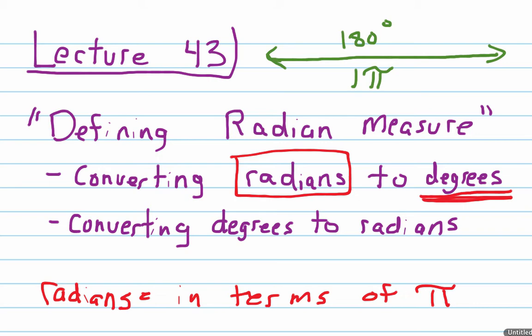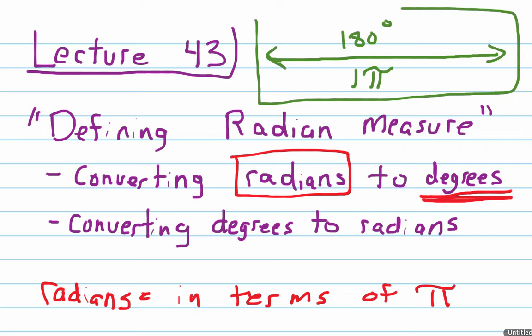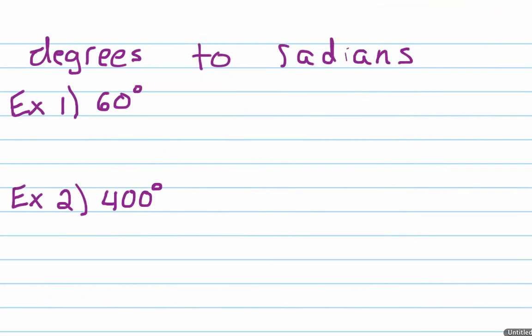Pretty simple. I want to use this as a basis for my conversion. It's kind of similar to changing feet to yards and seconds to hours. It's the same process as converting just measurements. And that's basically what we're doing here. So let's look at the first example. We're going to change degrees to radians.